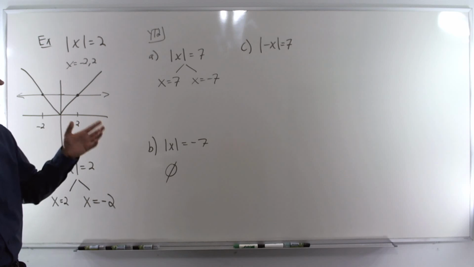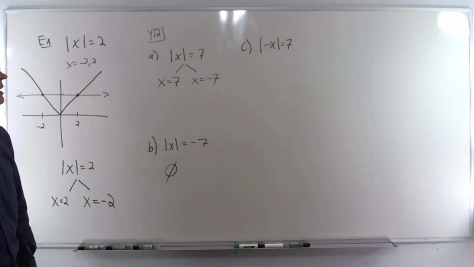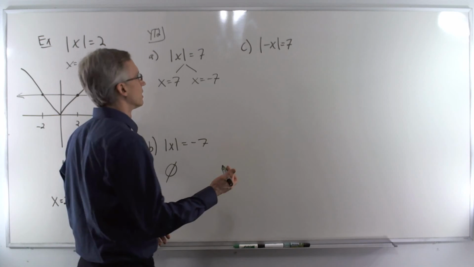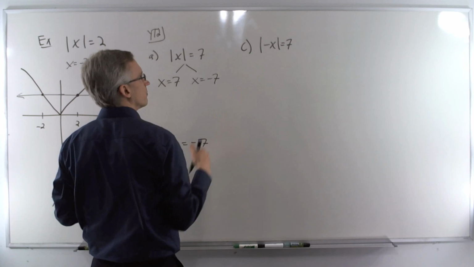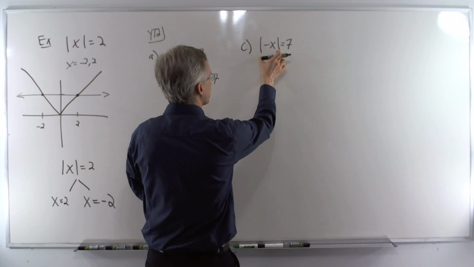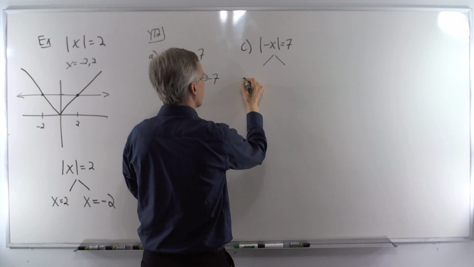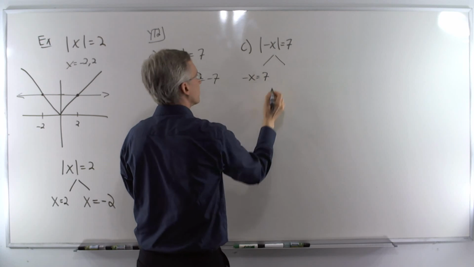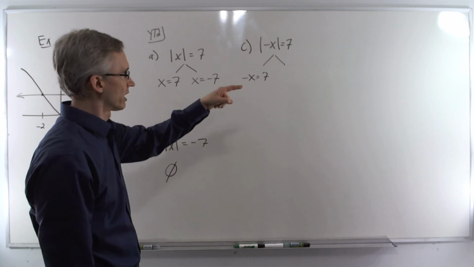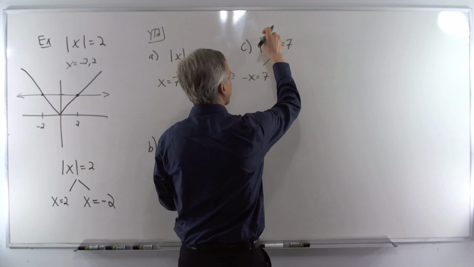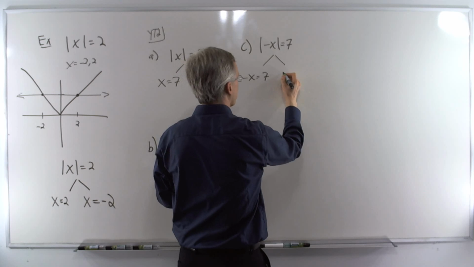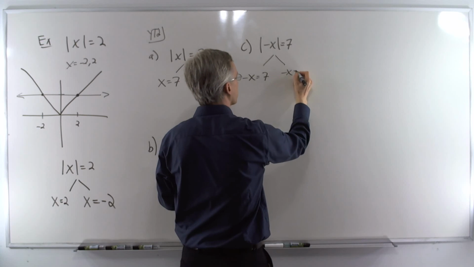Now this one is, especially after doing this one, a little tricky. A lot of people look at that one and say, oh, there's no solution to that one either. Well, as it turns out, that's not the case. Let's use this procedure on this one. So first thing we do is, when we split this thing up, just remove the absolute value bars. So negative x equals 7.